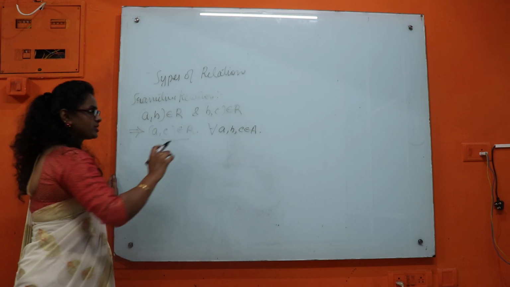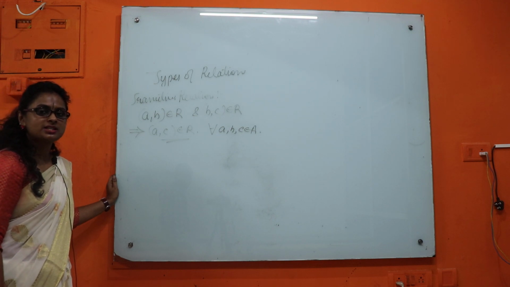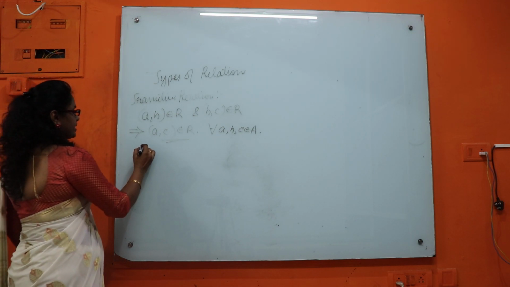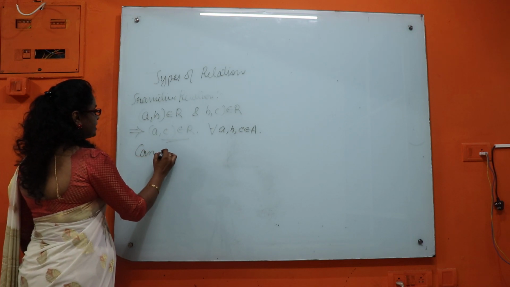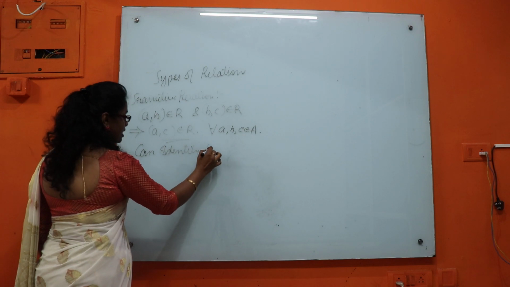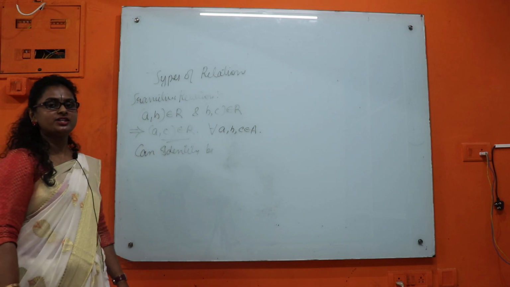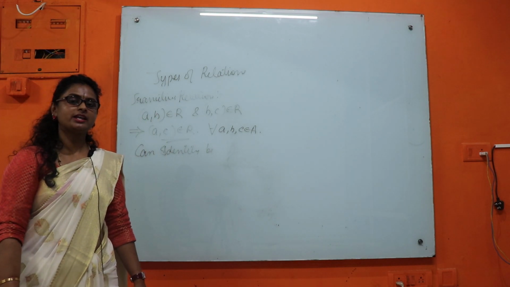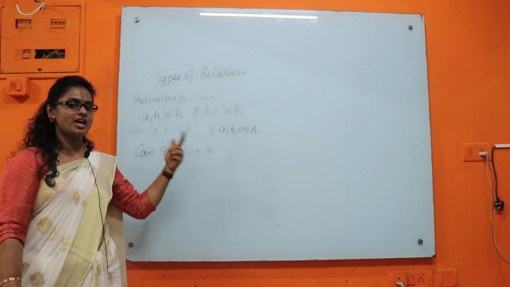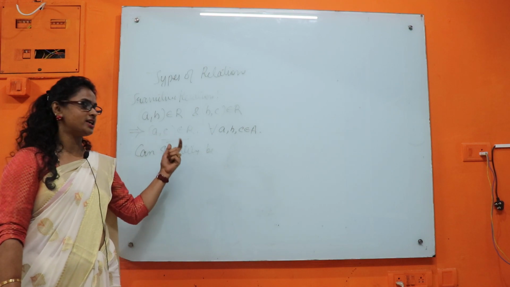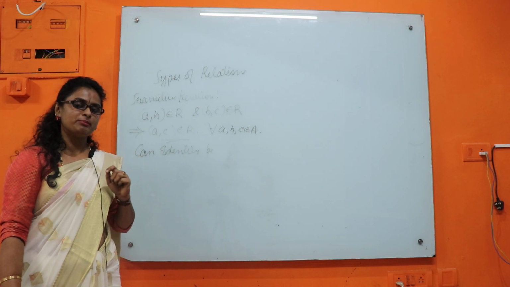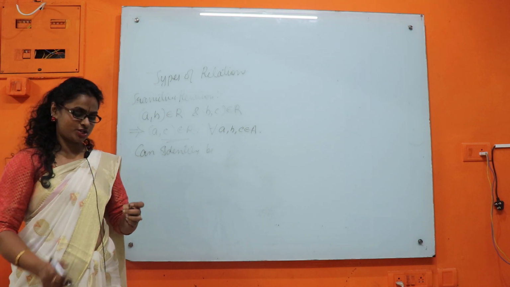Now I just want to wind up this class by putting you a question. Can an identity relation be an equivalence relation? Just keep thinking and wait for the next class. Let me answer this in the next class. I want you all to put an effort in understanding this. Can an identity relation be an equivalence relation?